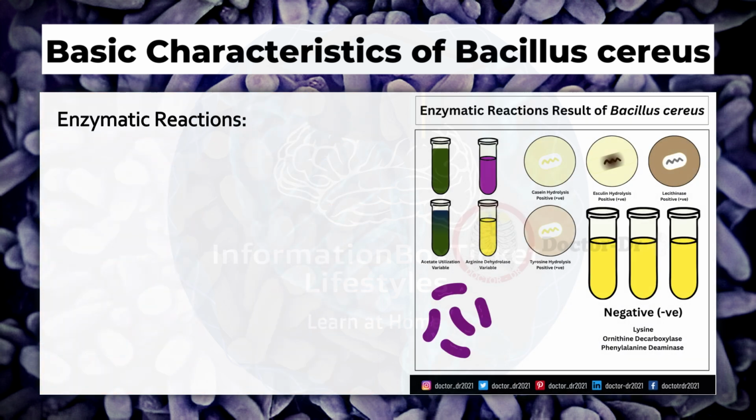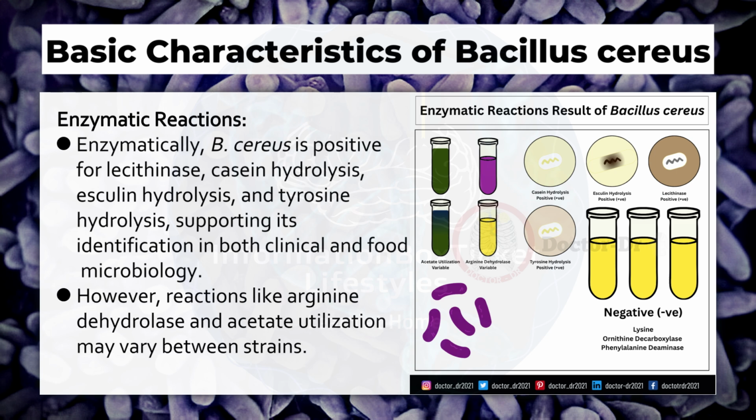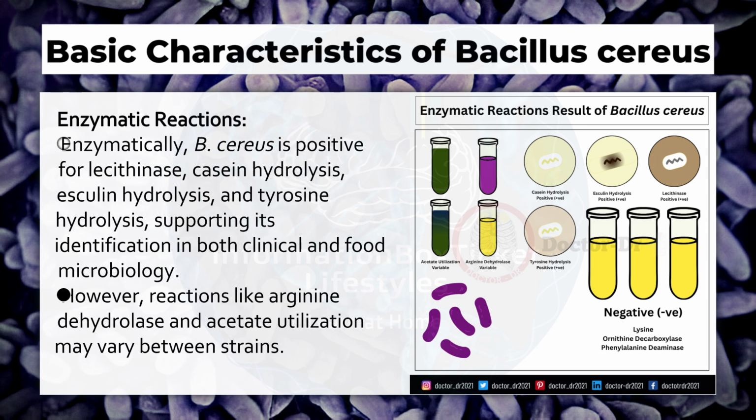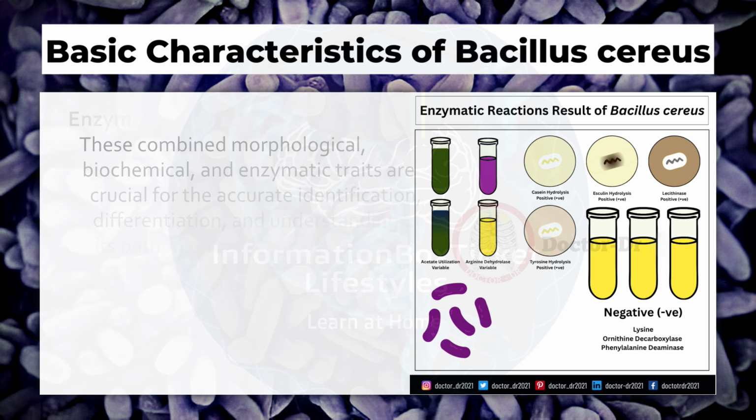Enzymatic reactions of Bacillus cereus. Enzymatically, B. cereus is positive for lecithinase, casein hydrolysis, esculin hydrolysis, and tyrosine hydrolysis, supporting its identification in both clinical and food microbiology. However, reactions like arginine dihydrolase and acetate utilization may vary between strains. These combined morphological, biochemical, and enzymatic traits are crucial for the accurate identification, differentiation, and understanding of its pathogenic potential in laboratory diagnostics and food safety assessments.